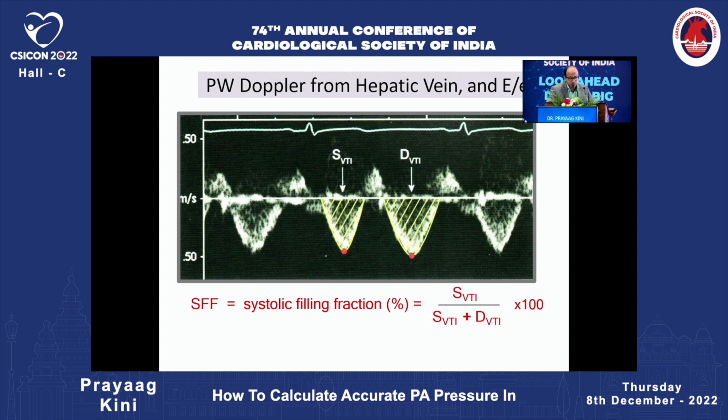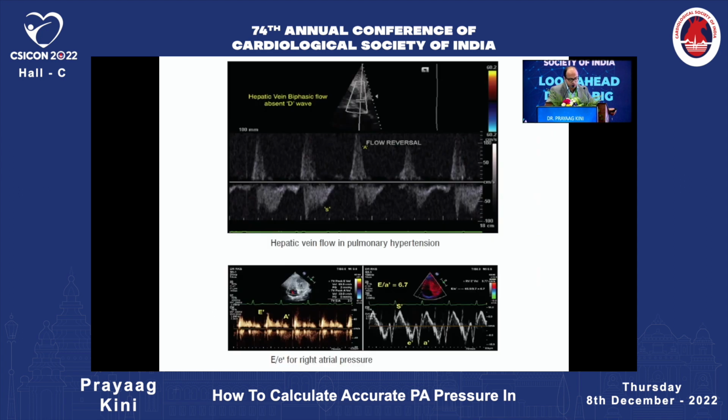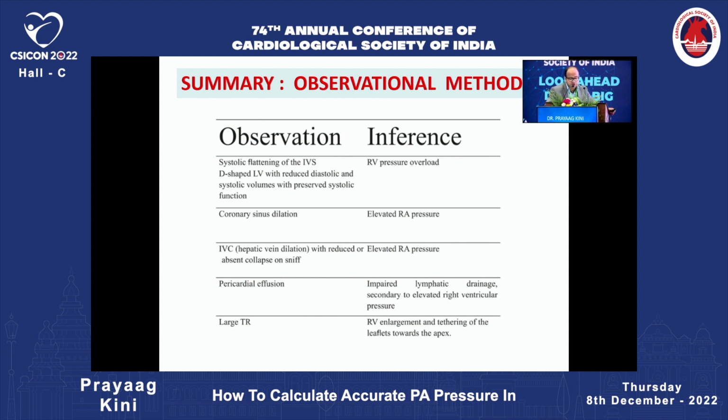We can also use pulse wave Doppler from the hepatic vein and E by E prime, as was mentioned earlier, of less than 8 is considered abnormal. Here it is E by A of 6.7. So all these modalities can also be used as corollaries for PAH. In the observational methods, you can have systolic flattening of the IVS. We can have coronary sinus dilatation. We can always infer from that what is happening. If we have this eccentricity index more than 1, RV pressure overload is taking center stage. RA dilatation, elevated RA pressure is what we are trying to make out here. IVC, again the same thing, pericardial effusion and TR. So the inference can be made summarily with all of these.